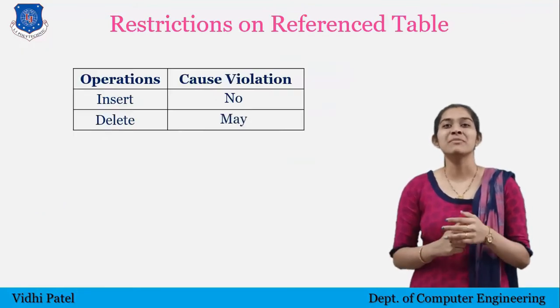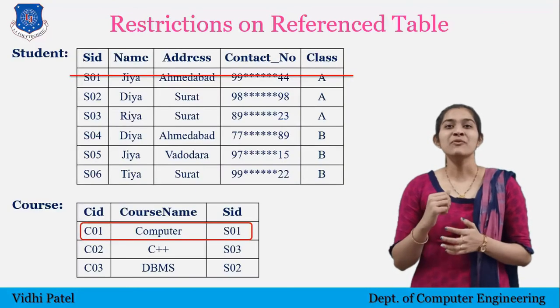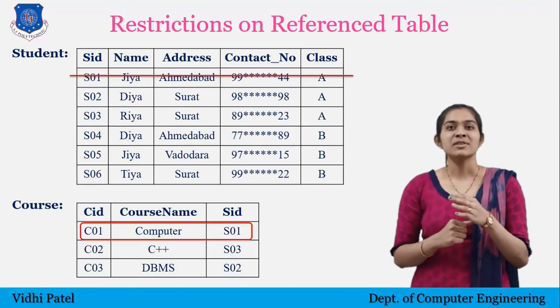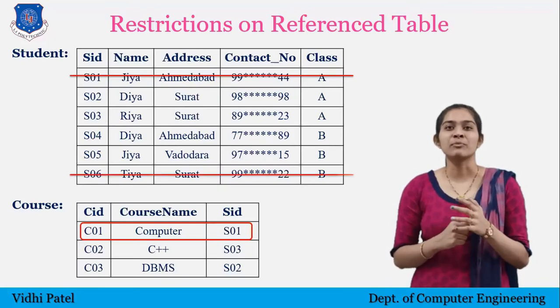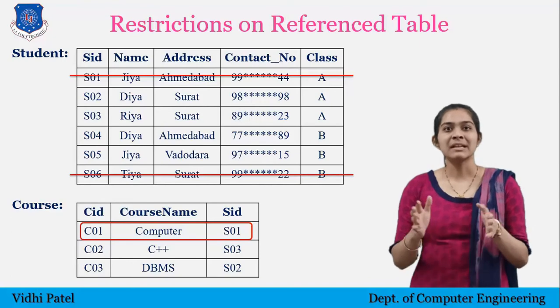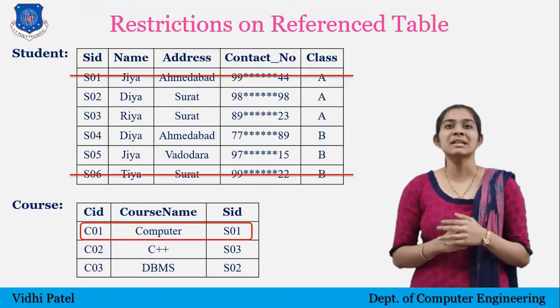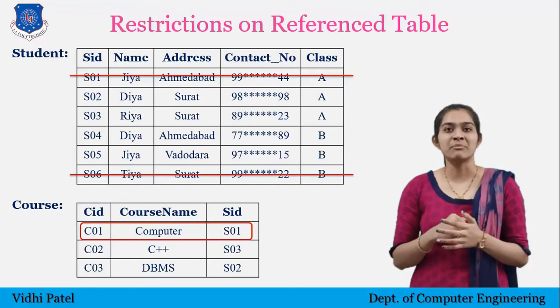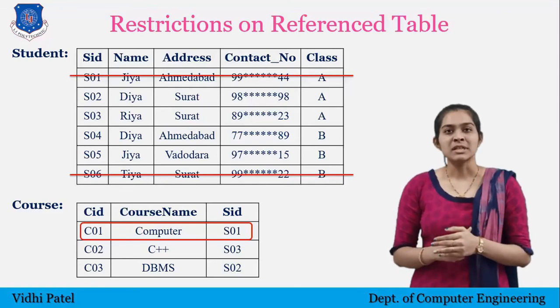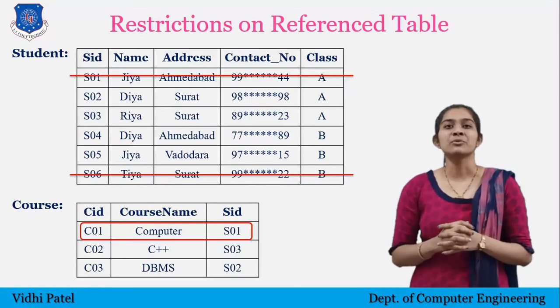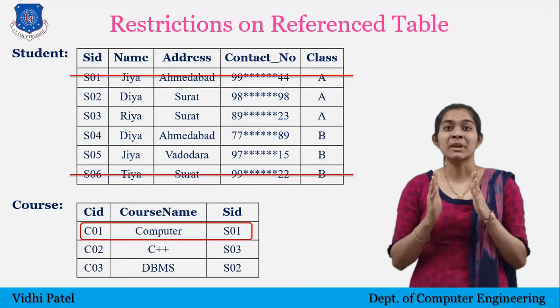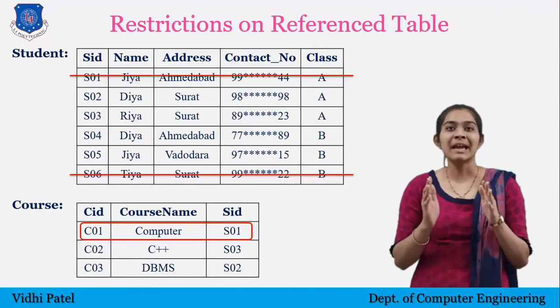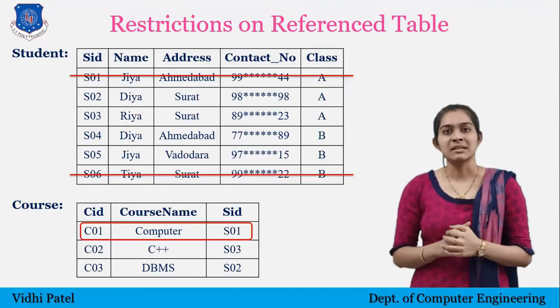I have written "may" there because if I delete the record having student ID S06 from the base table, then there is no problem, because student ID S06 got admission in the university but no course is assigned to it. So be careful when you are deleting any record from the base table because it can cause a problem.